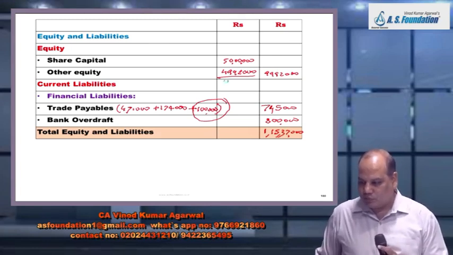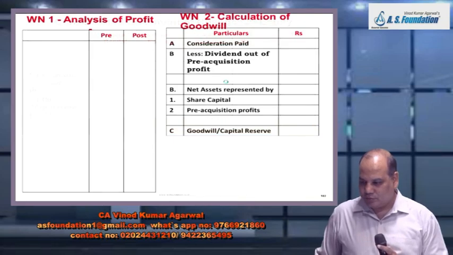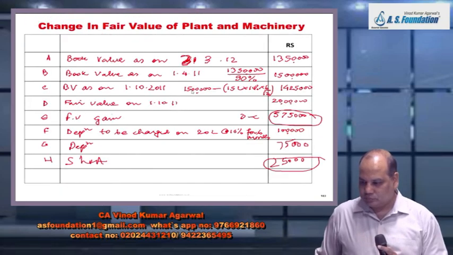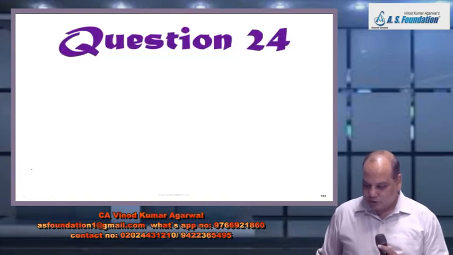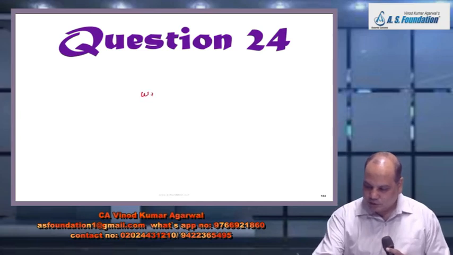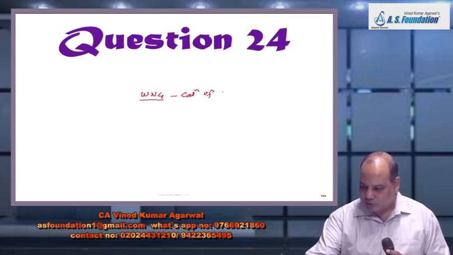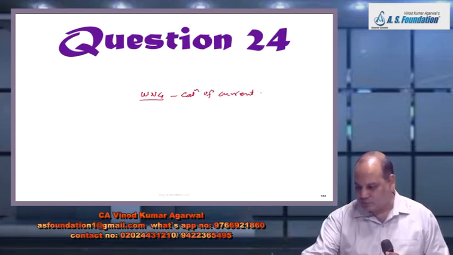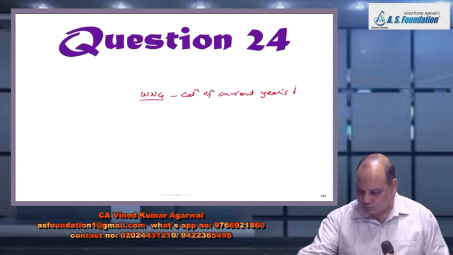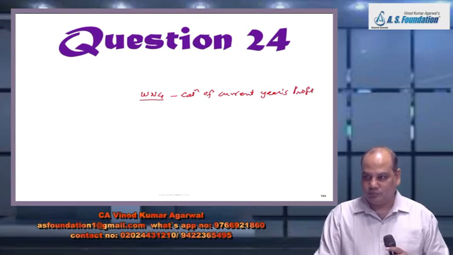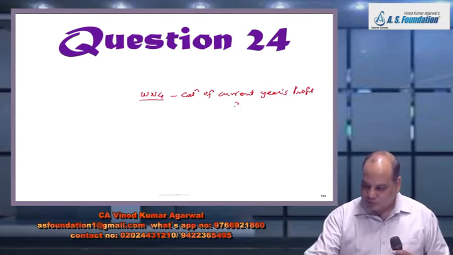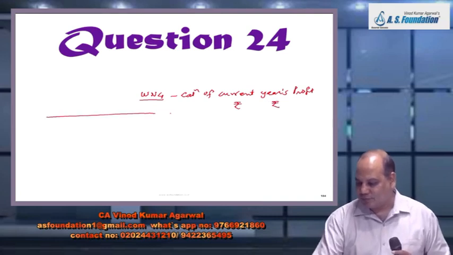Now you make a small working. Okay. In this previous question, 23, write one more working note for calculation of current year's profit. Calculation of current year profit. That is not 7,20,000. We have not written how it has come. Okay.